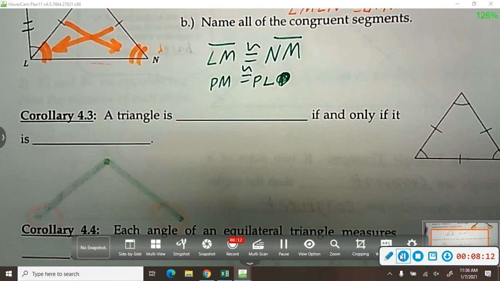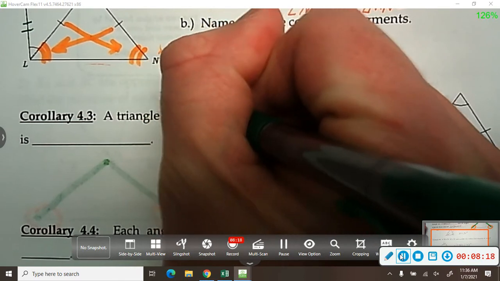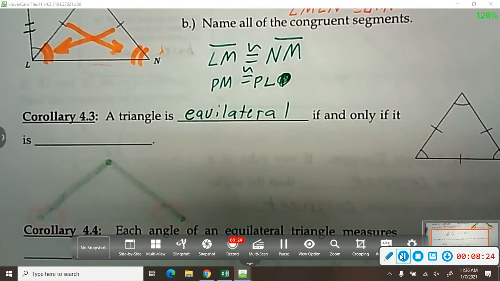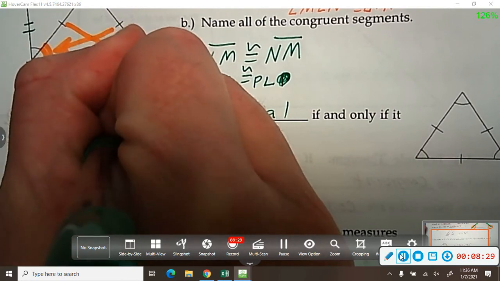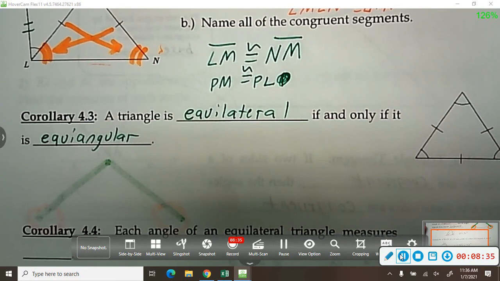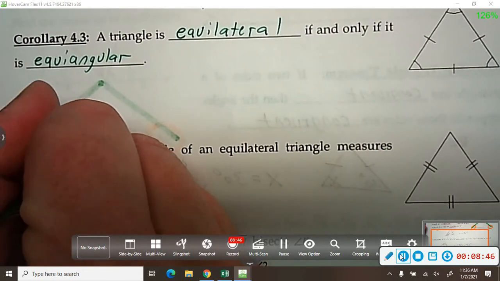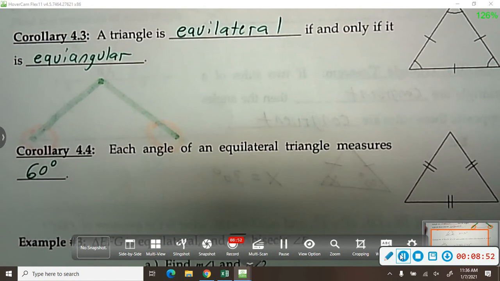So if all three sides of a triangle are the same, we call it equilateral. If a triangle is equilateral, that also means that all the angles are equal. We call it equiangular. So if all three angles are equal and all angles add up to 180, if you take 180 divided by 3 to make them the same, that would make them all 60. So anytime you have an equilateral triangle, all the angles are 60 degrees.